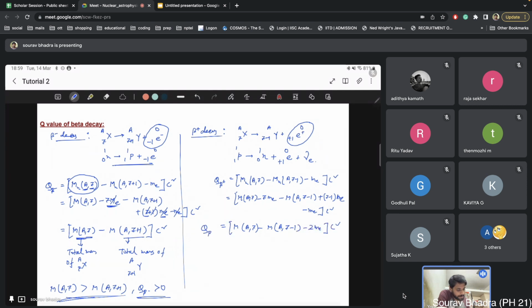So this is the Q value for your beta plus decay. This was the beta minus decay, this was the beta plus decay. Here it was the difference between parent element and the daughter element. Here it is the difference between parent and daughter, and an extra mass of 2 electrons is coming into the picture, that is minus 2 Me. So this is the difference in the Q value of beta plus decay and beta minus decay. If you have any problem, you can say.